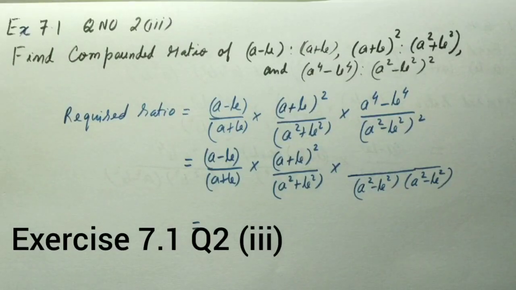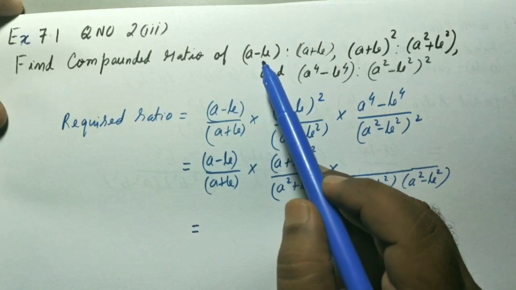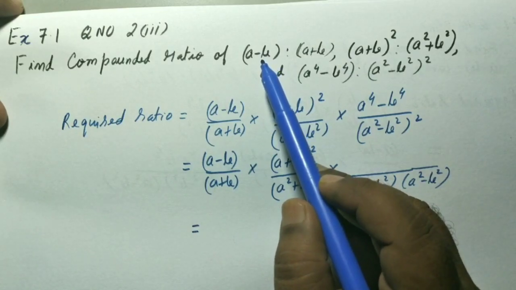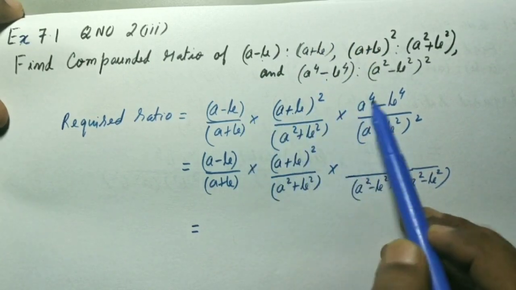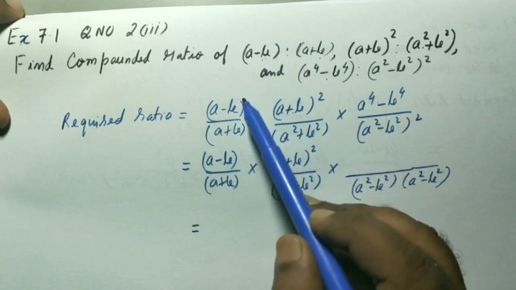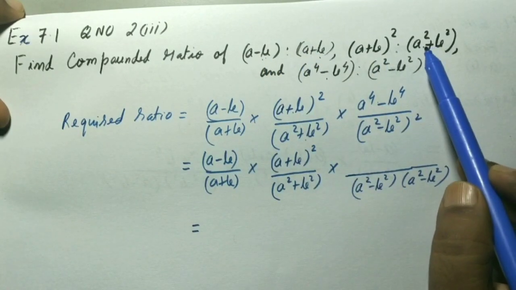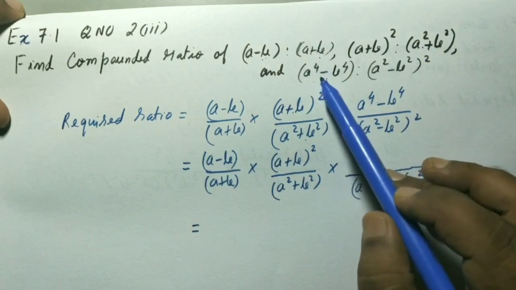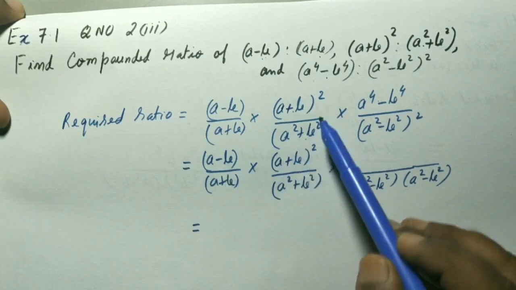So we need to find the compounded ratio. We know that we need to multiply the antecedents, this into this into this, and the consequence. So (a minus b by a plus b) whole square, by a square plus b square, and a to the power 4 minus b to the power 4 by (a square minus b) whole square. This I have copied here.